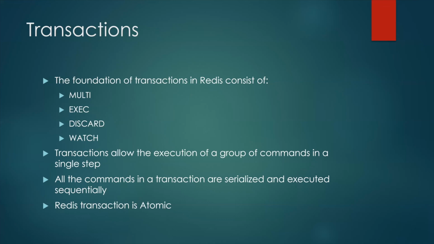It's basically for security reasons, like you don't want to take away money without receiving it on the other end, and vice versa. All the commands in a transaction are serialized and executed sequentially, so they are executed in the order that they are stated. And lastly, the Redis transaction is atomic.